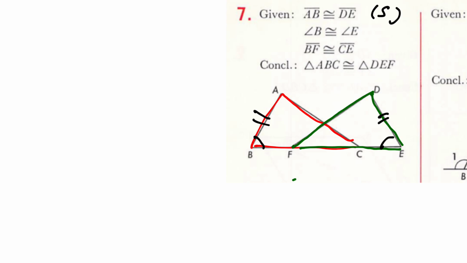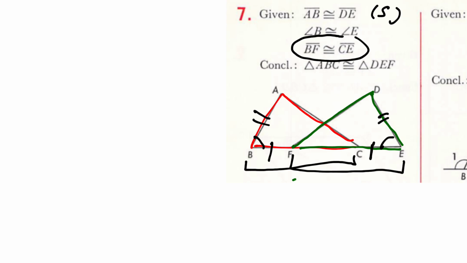So now, either I'm going ASA, which would be this angle with this one, or I'm going SAS, which means this side from B to C would have to equal from F to E. Let's see which one they've given us information about. They've told us that BF is congruent to CE. So that is not a full side of the triangle. But that's okay, because we are going to be able to say that the full sides are congruent because they both have FC.